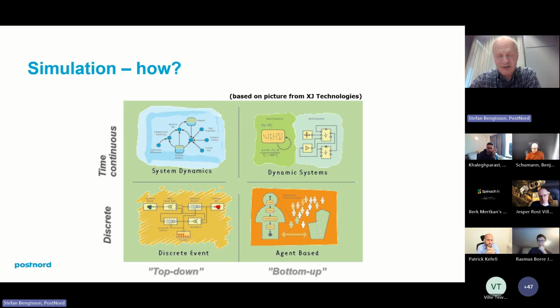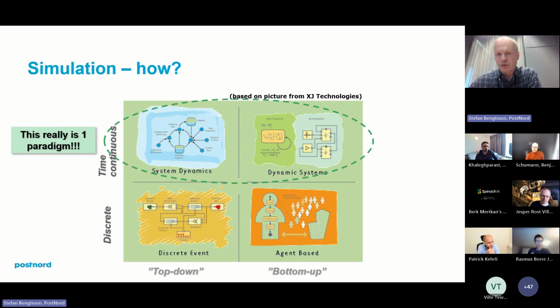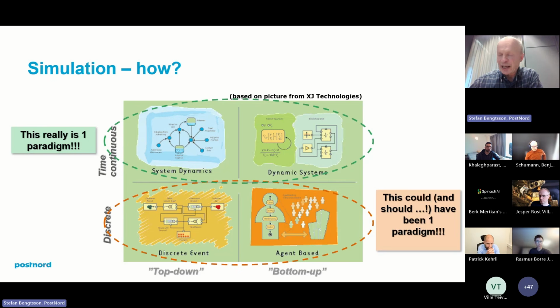And this leads up to discussing these paradigms, where in the simulation and dynamic modeling world of today, I guess it could be summarized that we have 4 paradigms. We have system dynamics, dynamic systems, discrete event modeling, and agent-based modeling. From my point of view, these two paradigms are really one paradigm. I will discuss the history of this a little bit further on another slide, so I will just leave it at that right now. These two paradigms should really have been one paradigm.